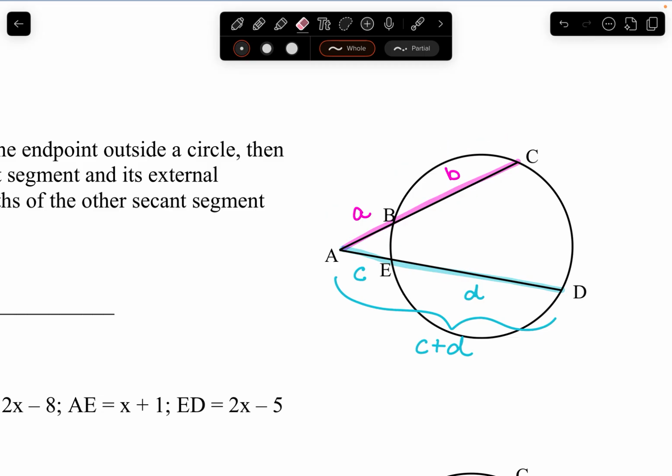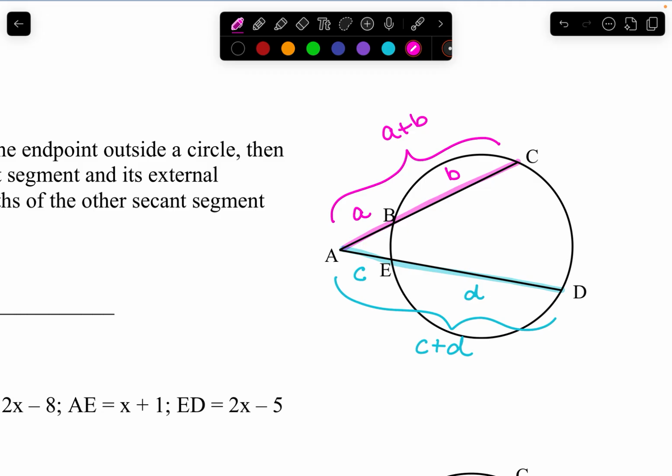When you look at just the pink line right now, little a is considered the outside portion of your secant. That's the external piece, okay? Little b is the internal piece. Little b is a chord, okay? A plus b is the entire secant segment, okay?